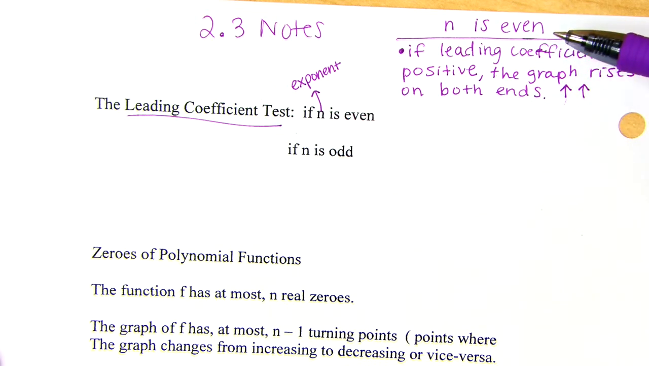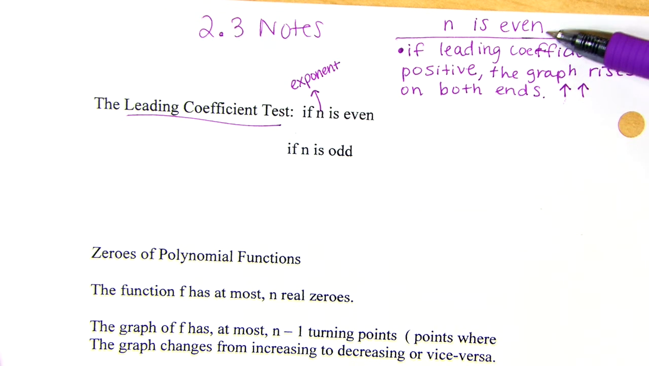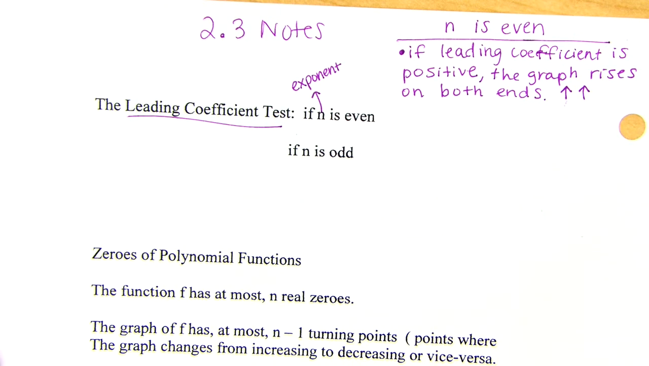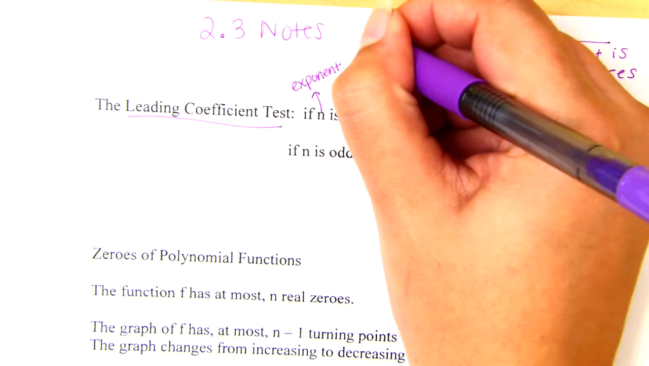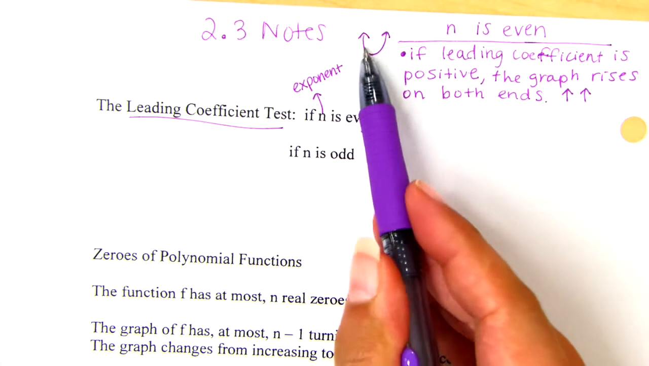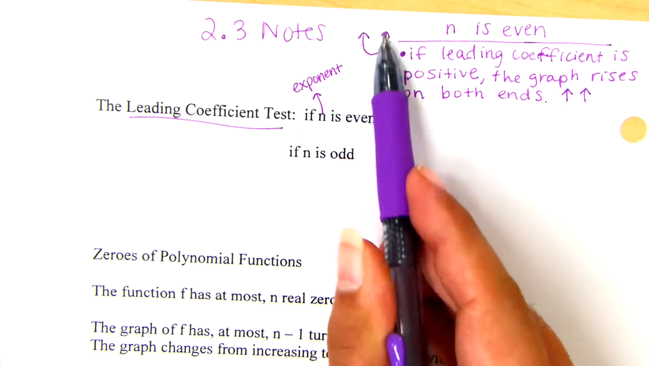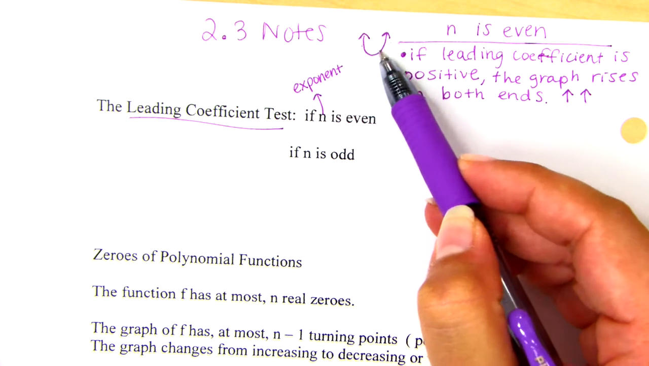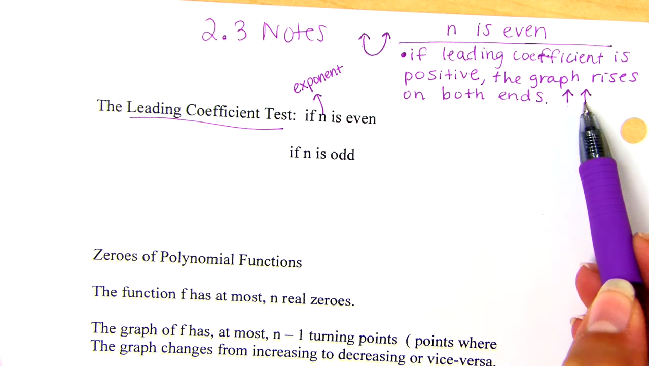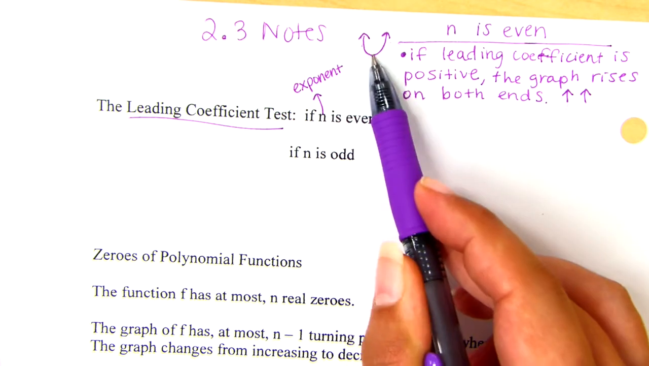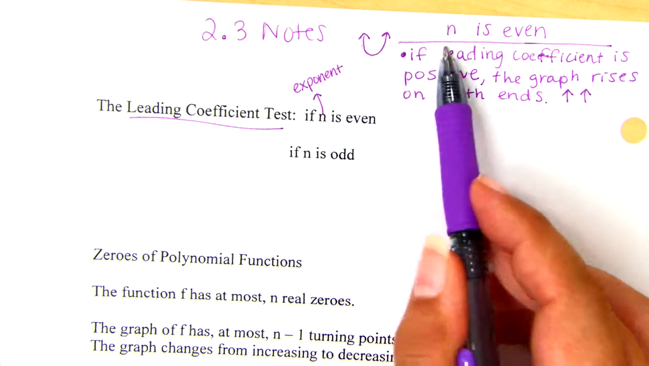What's an example of a polynomial that has an even exponent that you're very familiar with? x squared, right? So think about x squared when it's positive. What is your graph doing on its ends? On the left side and on the right side, I am going up and up. Whenever I have a positive coefficient and my exponent is even, the cool thing is that it works out no matter how many terms you have.